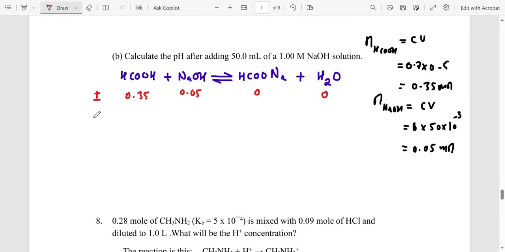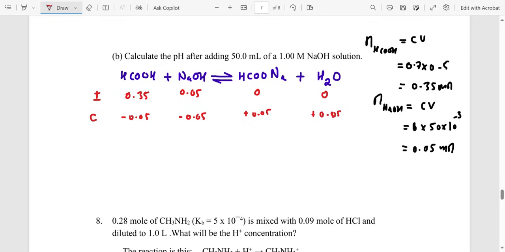So when a change happens, the one that is smaller is going to be completely consumed. Between 0.35 and 0.05, which one is more? 0.35. So we are going to subtract 0.05 here, and subtract 0.05 here. These are the same values that also get added on the product side, it becomes the change on the product.